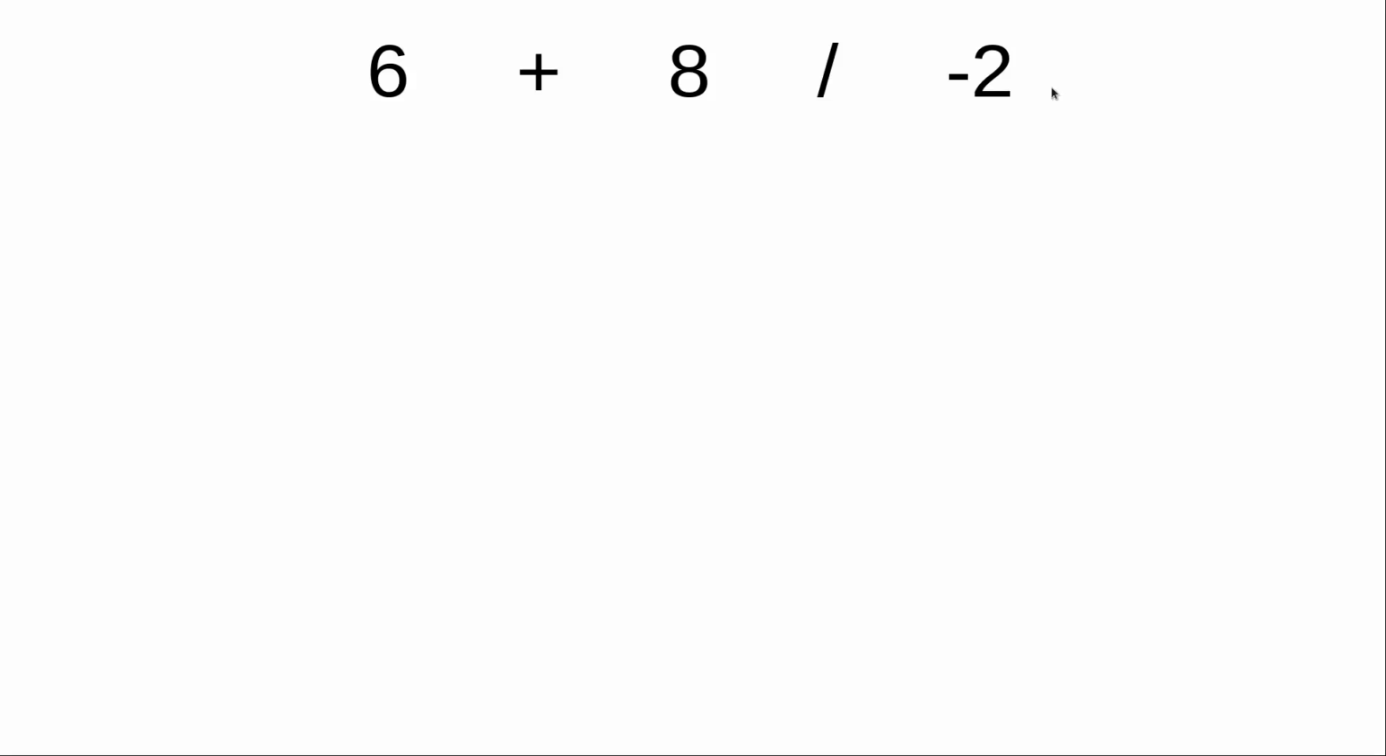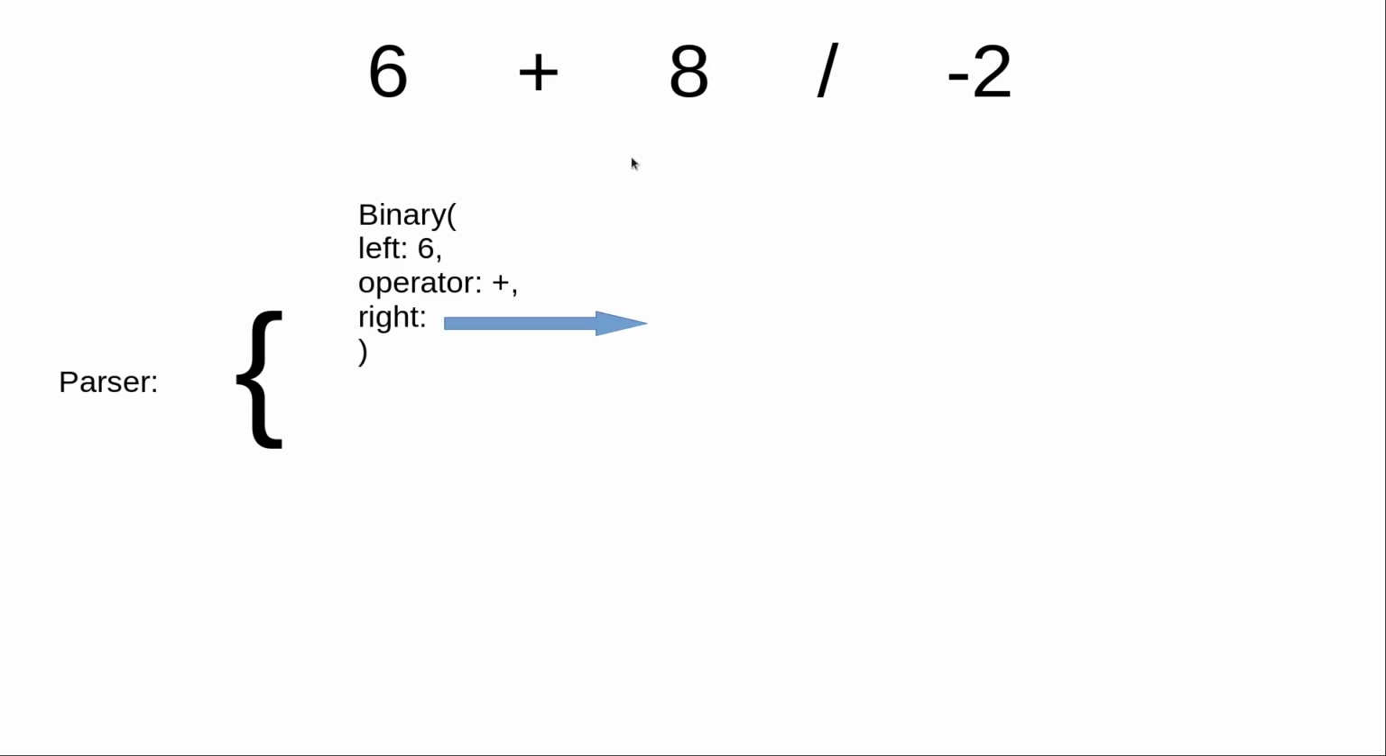So let's get started with this example we're going to interpret. So first off, our parser from the previous video is going to give us the output. It's going to tell us that we're going to start off with something that is binary because the left side is 6 and then the operator is a plus. And what's on the right side? So the right side is going to be a binary expression because we have this division operator here.